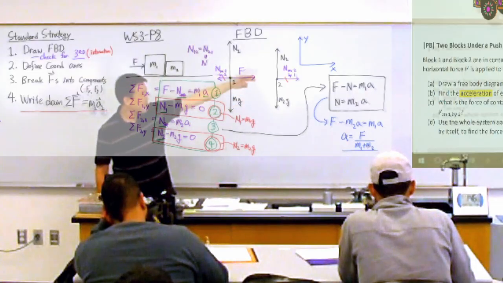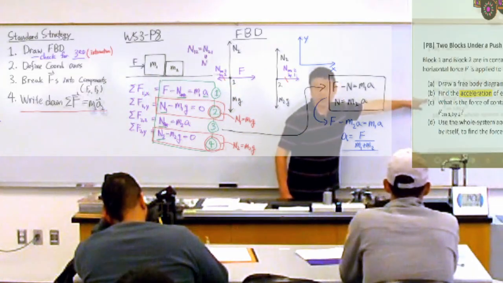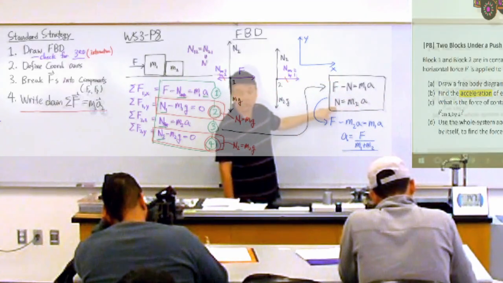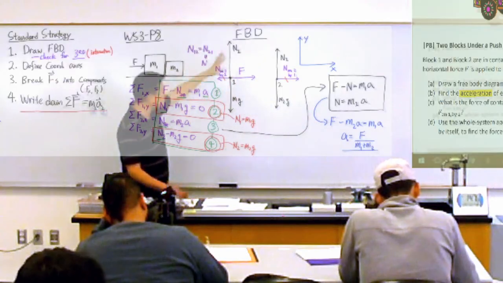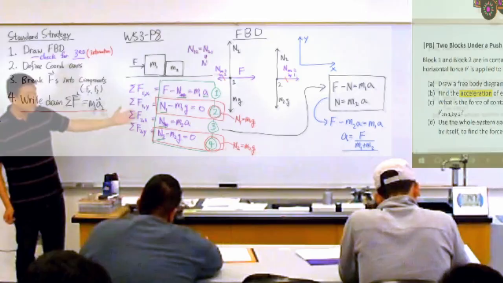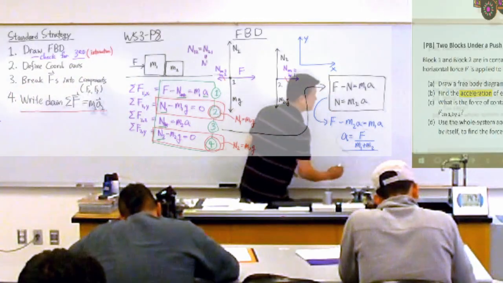And now that we have done all this, you can actually answer part C also. By plugging this acceleration back in here, you can find the magnitude of the normal force. Assume everyone can do that. So this is once again an example of applying the standard strategy. It's simple enough that you can use your intuition to check if this answer makes sense.